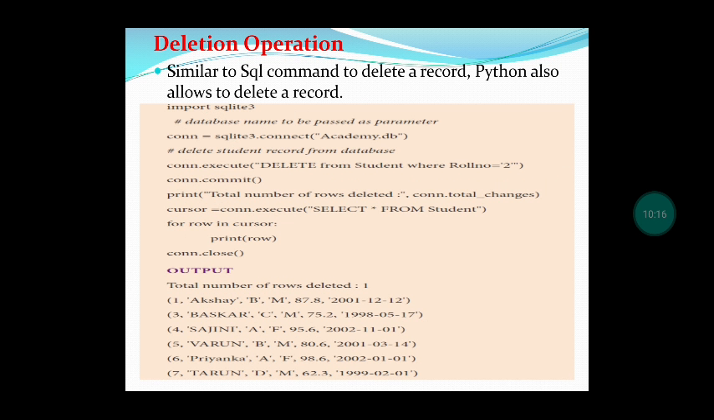Next, the delete operation has been used along with the Python script. That is delete from student where roll number equals 2, so the second roll number has been deleted. Let us see the output. The second roll number is missing. Remaining are Akshay, 1, 3, Bhaskar, 4, 5, 6, 7. All the things are there except 2 because we have deleted the roll number 2.